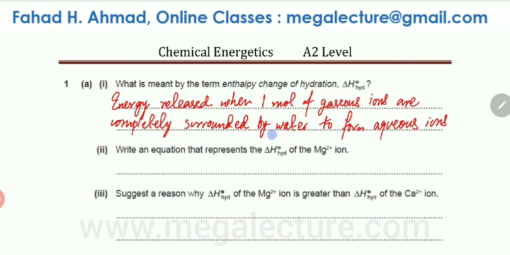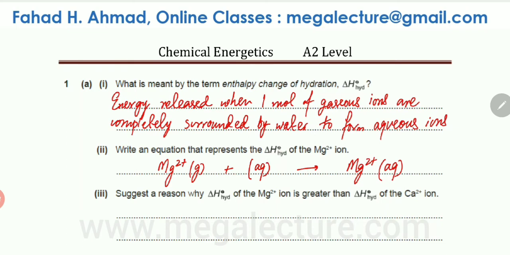Next, they are asking you to write an equation that represents the enthalpy change of hydration of the magnesium 2 plus ions. So we're going to do just that. It's going to be Mg2 plus gaseous ions. We mix it in water and it changes into Mg2 plus aqueous ions. Remember that this is energy released. It's an exothermic process because the ions are bonding to water molecules.